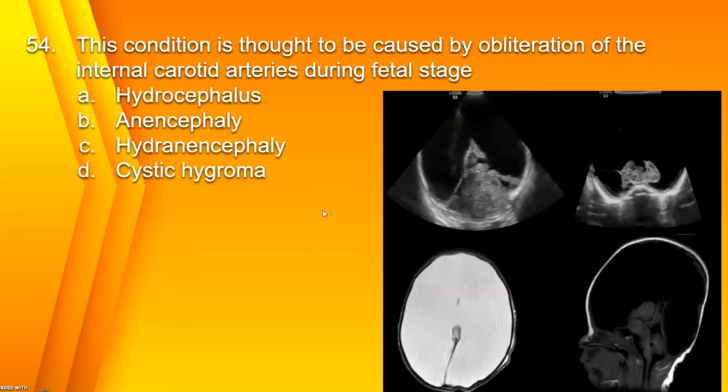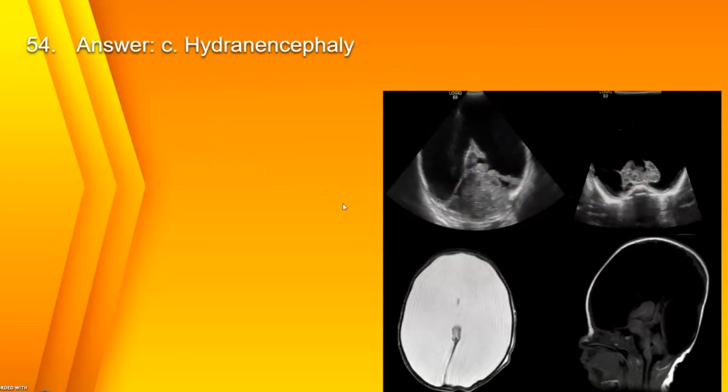Number 54. This condition is thought to be caused by obliteration of the internal carotid arteries during the fetal stage. A. Hydrocephalus. B. Anencephaly. C. Hydranencephaly. Or D. Cystic hygroma. So here you've got pretty much an empty cranial vault, but the cranial bones are still intact, and there's midbrain and cerebellum left over. So this is known as C. Hydranencephaly.